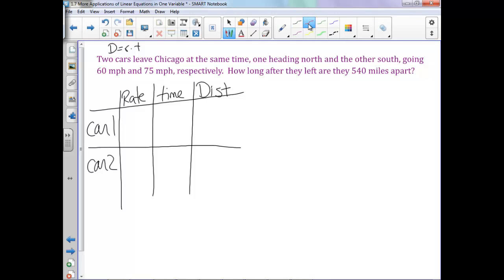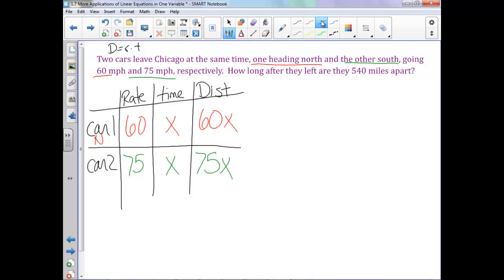So our first car, let's look at the one that's heading north. If you wanted to, you could call this the north car, that's fine. The north car is going 60 miles per hour. We don't know how long he drove, so that's our X. So we've got 60x here. The second car is going south, and he is going 75 miles per hour. Once again, we don't know how long he drove, so x, 75x.